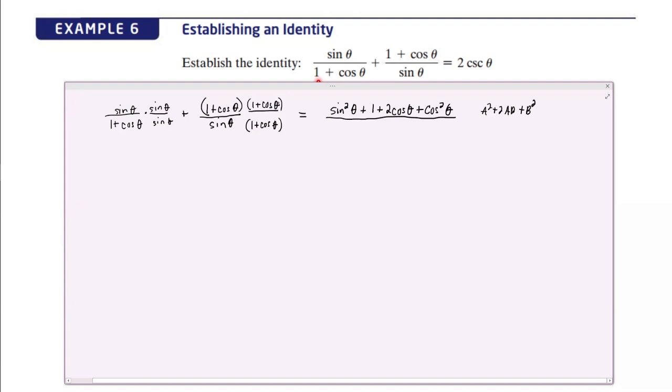Okay, so I multiplied that, got the sine squared. The product of 1 plus cosine theta times itself is the rest of this. And then on the bottom, I've got the common denominator of a sine theta times the 1 plus cosine theta. Okay, now I'm going to bring the sine squared theta and the cosine squared theta together on top.